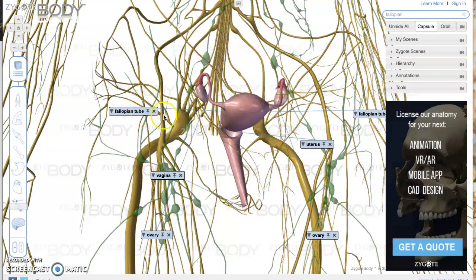And lastly, the fallopian tubes. These are narrow tubes that are attached to the upper part of the uterus and serve as pathways for the ova or egg cells to travel from the ovaries to the uterus. Fertilization of an egg by a sperm normally occurs in the fallopian tubes. The fertilized eggs then move to the uterus, where they implant into the uterine lining.